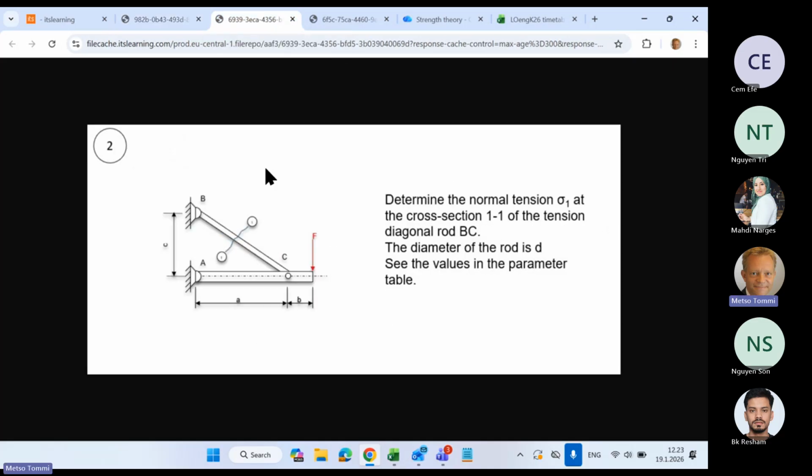And this picture should also be familiar to you because you have calculated in autumn the force that is in this diagonal rod. But now we calculate also the tension in this cross-section number 1. I have to take this keen bar away.